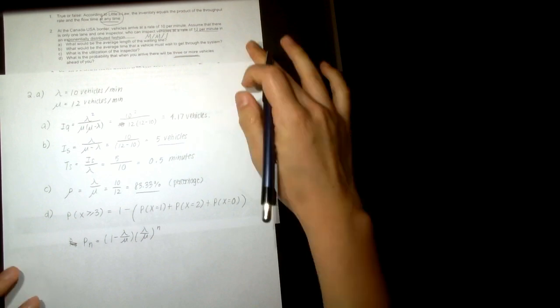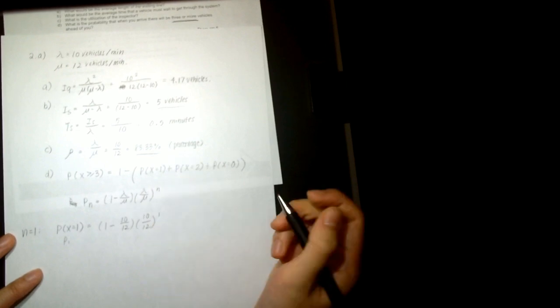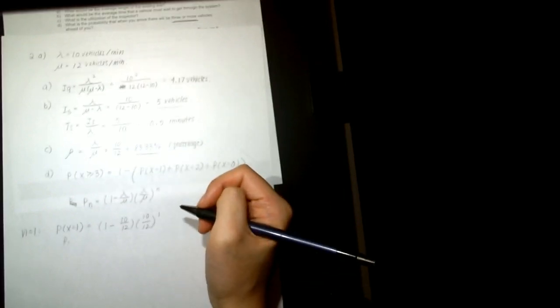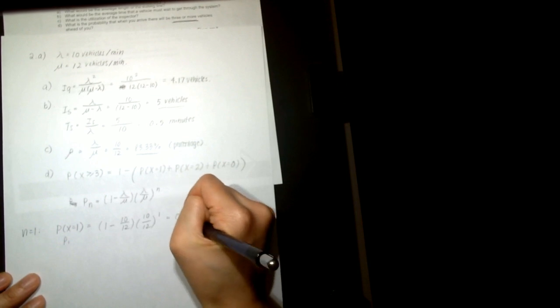So remember the formula that I gave you? It was Pn equals 1 minus 10 over 12, times 10 over 12 to the power of n. Okay, so we can calculate the probability that there's 1 vehicle ahead of you. So P1 would just equal 1 minus 10 over 12, times 10 over 12, you're just plugging the numbers in, so n equals 1 and to the power of 1. And that would equal 0.1389.